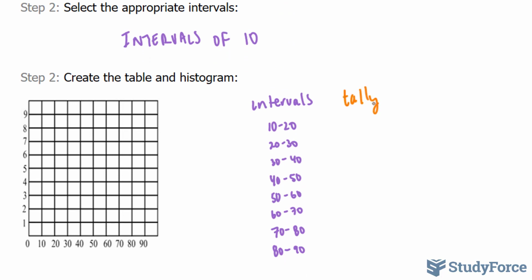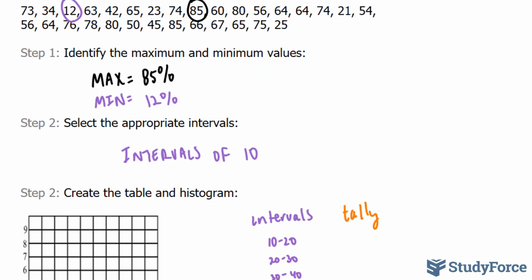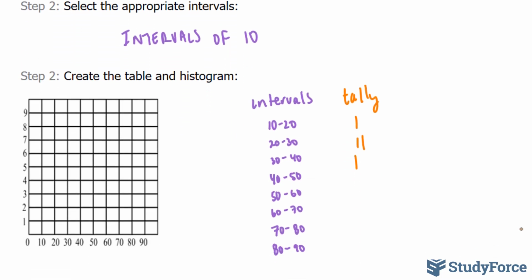And so to find out the amount that exists between 10 and 20, we have to look at the data and find out all the numbers that are between 10 and 20. So between 10 and 20, we have only one. Between 20 and 30, if you scan through this, we have two. Between 30 and 40, if you scan through these numbers once again, we have one. Let's continue. And scanning for the rest, we end up with the following.